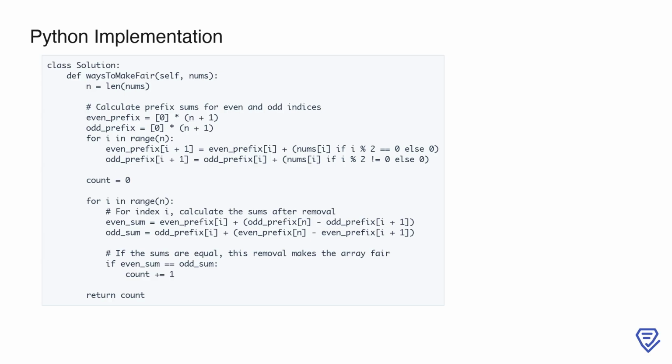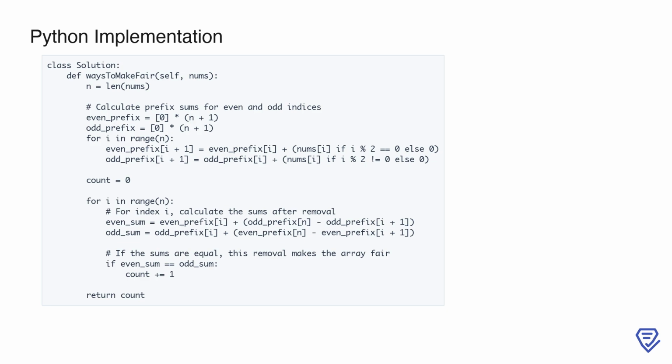Let's break it down step by step. 1. Initialization. We calculate two prefix sums, even_prefix and odd_prefix, where even_prefix[i] contains the cumulative sum of all elements at even indices up to i-1, and odd_prefix[i] contains the cumulative sum of all elements at odd indices up to i-1. 2. Prefix sum calculation.